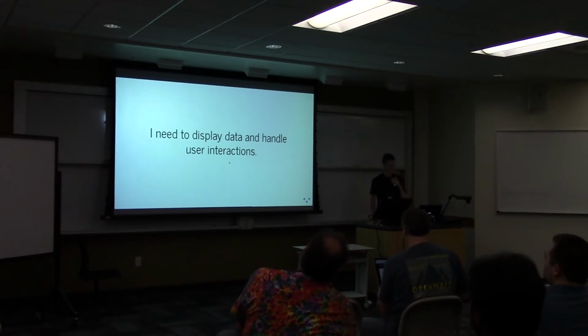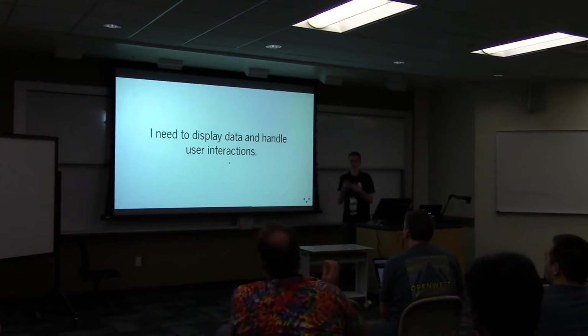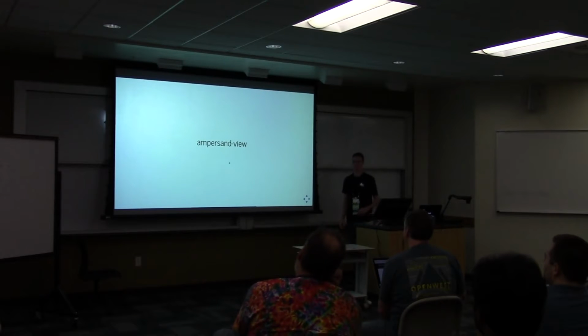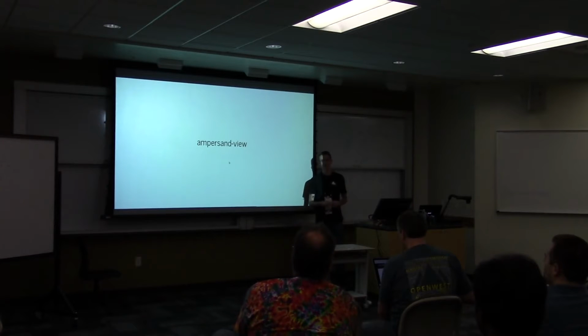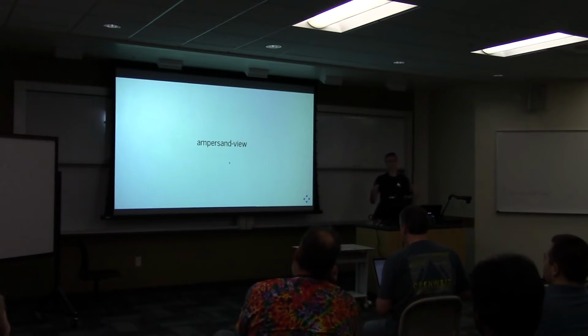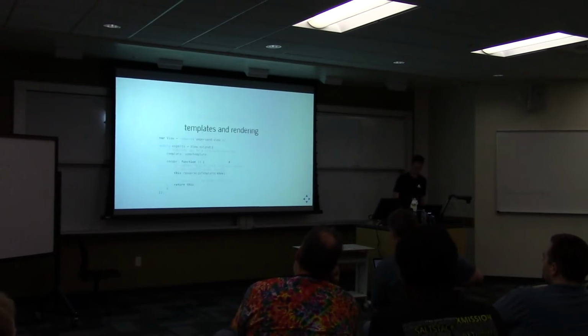So, all right. I need to display data and handle user interactions. That's what apps are all about, right? So Ampersand provides something called Ampersand View. And this is probably the part where interchangeability really comes into play. Ampersand View does a lot of cool things, but maybe it's not your cup of tea, and you'd prefer to use something else, and that's fine. That's typically what you see when people combine stuff, using Ampersand state and collections with some other kind of view layer. But View is perfectly capable, and you can use it and see how it works for you.